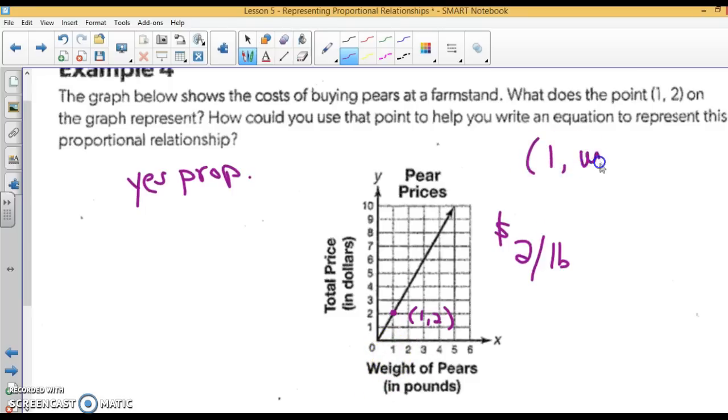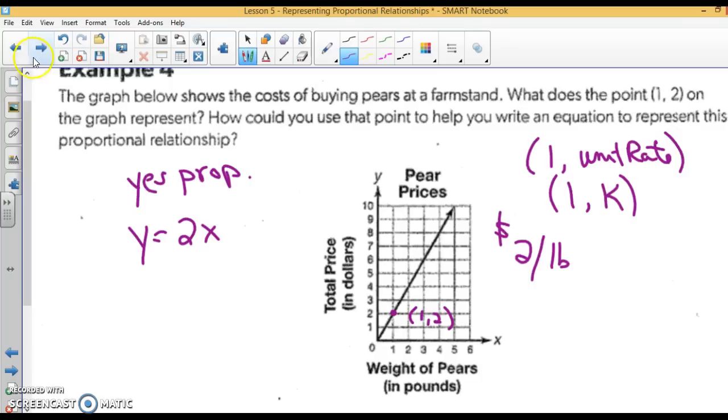The unit rate is always located at 1. k and unit rate are the same. It is always on a proportional graph located at x is 1. This is $2 per pound. So our equation would be y equals $2 per pound, 2x. y equals kx. Remember, we are always using that equation for proportional relationships. And k is located at 1.